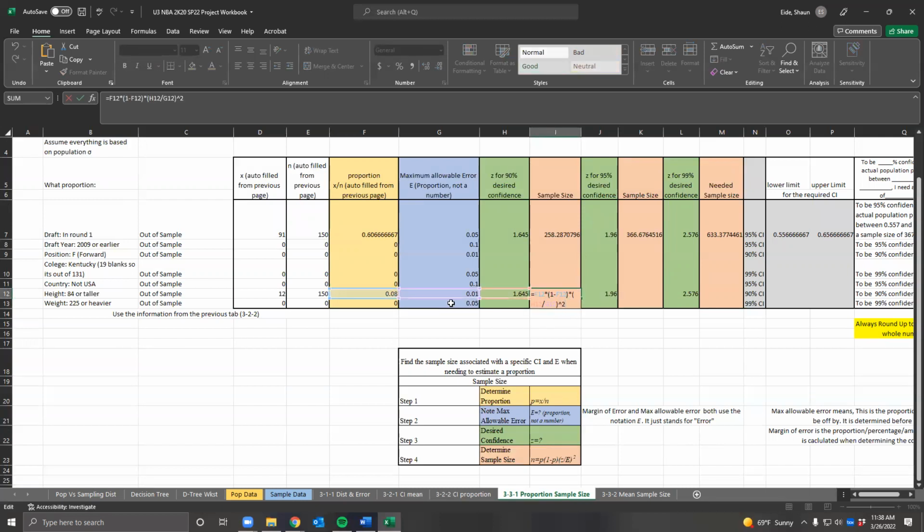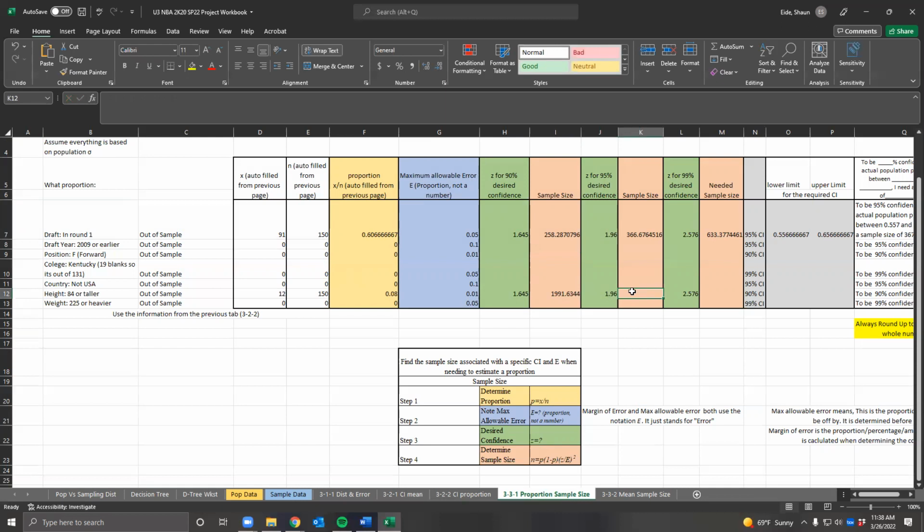Okay, so this says if we want to have this proportion plus or minus 1%, or this proportion plus or minus 5%, this proportion plus or minus 10%. But this proportion plus or minus 1%, we need a sample size of 1,991. Well, not exactly. You need to round this up to 1,992 because you can't have 0.6 of a person. Same thing for here. You need 258.28. Not exactly. You need 259 would be the correct answer.